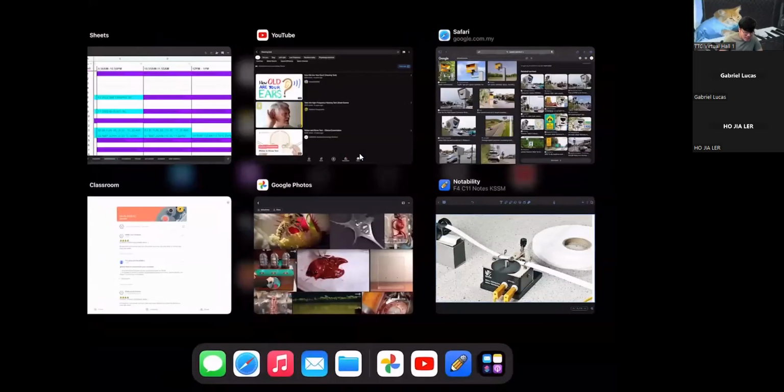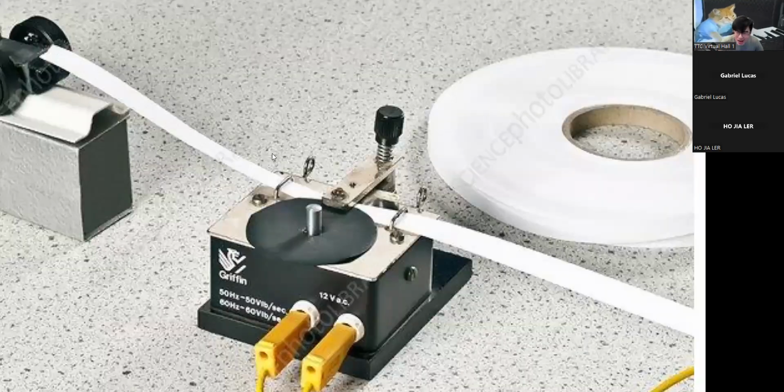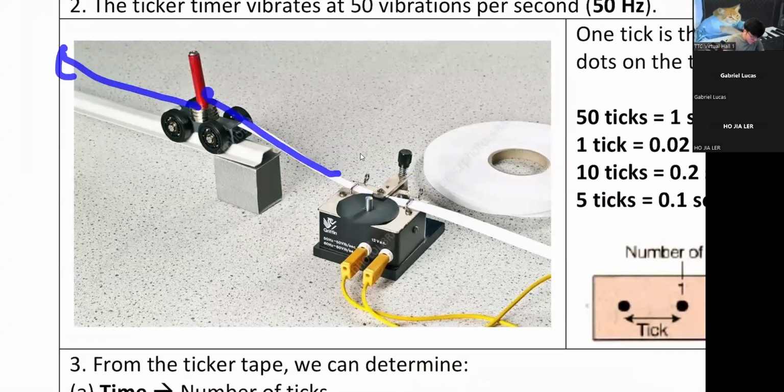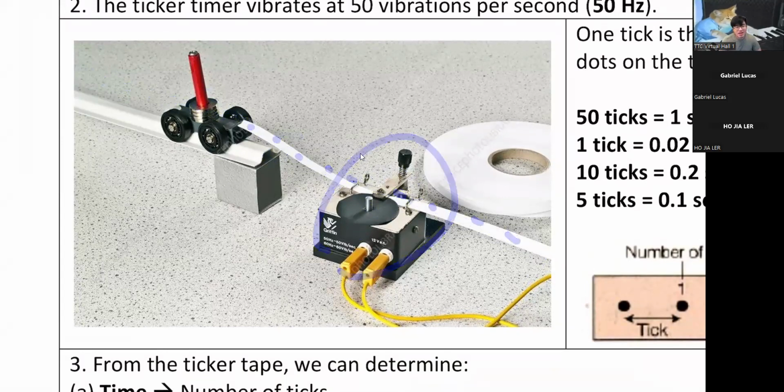But of course, when we learn it in science, we have to learn the hard way first. We have to use a more challenging device. That will be this thing. So how does this thing work? As my trolley goes down, my paper will be pulled along, isn't it? As I pull this paper along, I will start to see dots on this paper because of this ticker timer. Just by observing the dots, I can know how fast this is going. You guys get what I'm trying to say here?